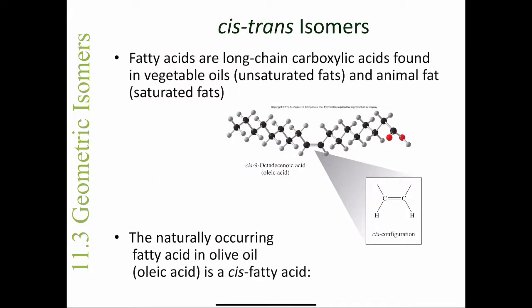Later on in this class, we'll study lipids in detail. And fatty acids are lipids that are actually just long-chain carboxylic acids found in vegetable oils, and they can also be found in animal fat. The fatty acids found in vegetable oils have unsaturation, just like is shown here in oleic acid. You can see that since these two hydrogens are on the same side of the molecule, which is blown up down here, this is a cis fatty acid.